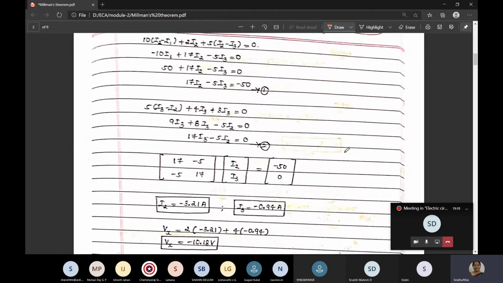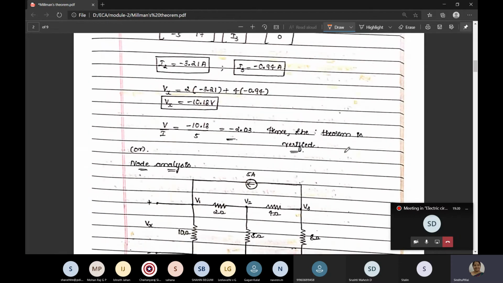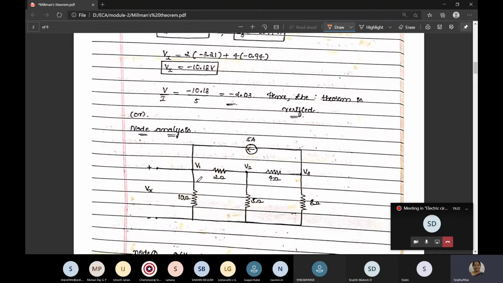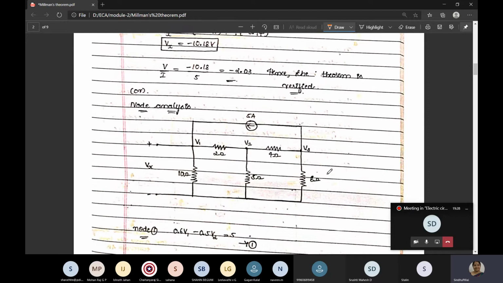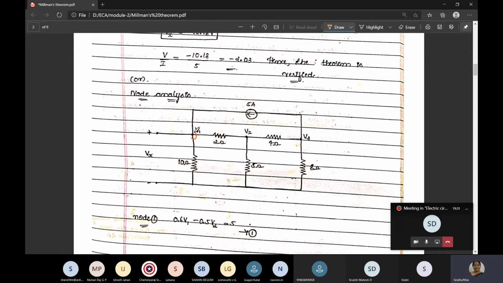So this is one example. Next, we'll go for the same problem. You can go with node analysis also. You can take how many nodes there are. We can consider V1, V2, V3, three nodes. Whatever answer V1 we get will be Vx. V1 will be Vx. That you can find out.